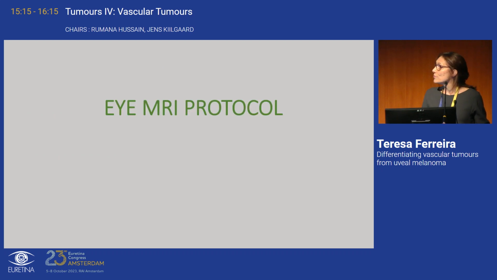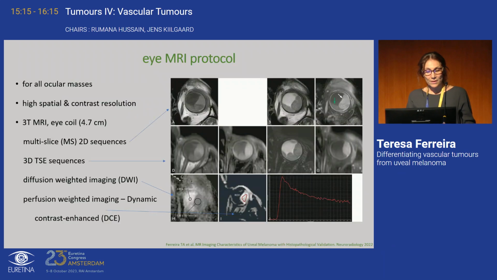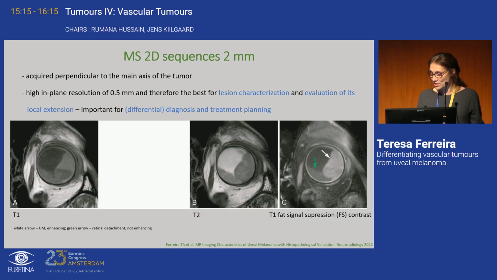I will start by showing you the MRI protocol that we use to evaluate ocular lesions. The eye has small structures, so we need high resolution. We use a 3 Tesla MRI. We use a small coil that we put above the eye. We ask the patients to close their eyes and to try to minimize their eye movements, and we make several sequences because they give different useful information. So let's look at these sequences.